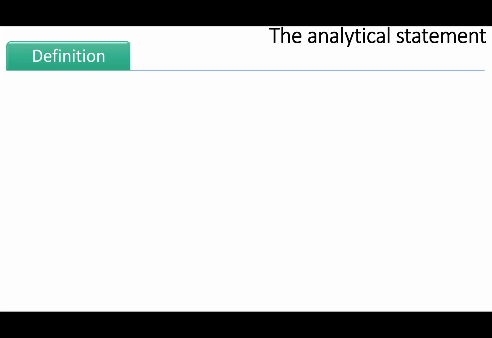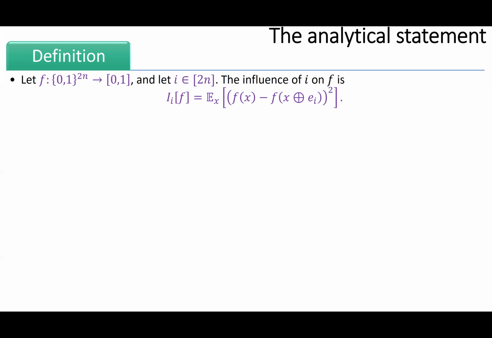So to tell you the main lemma, I need to make one quick definition. So suppose I have a bounded function f from {0,1}^{2n} to [0,1], and I have some coordinate i. Then the influence of coordinate i on f is the expected square difference where you sample x uniformly from the cube and you look at the difference between f of x and f of the point that is x, except that it's different in the ith coordinate.